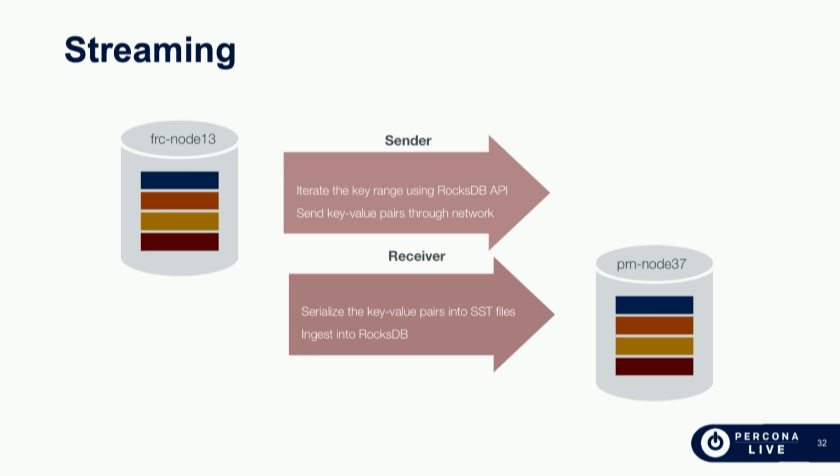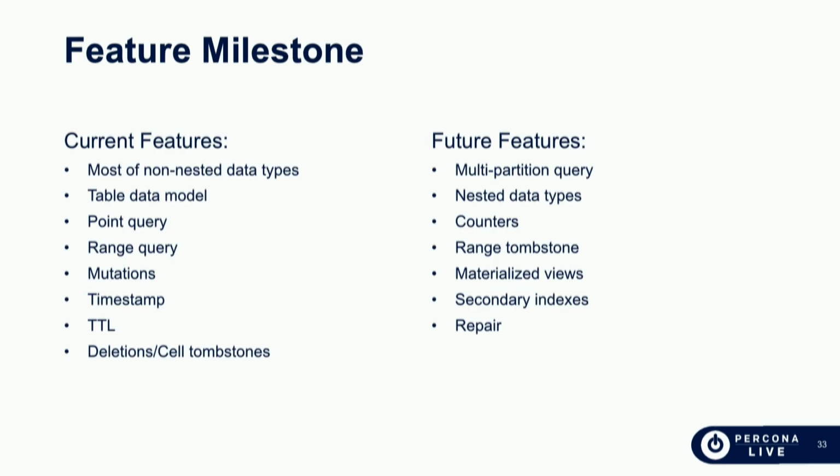And on the destination nodes, we use the SSTable writer of RocksDB to write the data into temporary files, and then ingest them into RocksDB in a batch way. We measured that we can get more than 100 megabytes per second streaming throughput, and it is good enough for us. So after about 6 months of development and testing, we hit our feature milestone. With all the implemented features, we are able to support most of the use cases in Instagram.